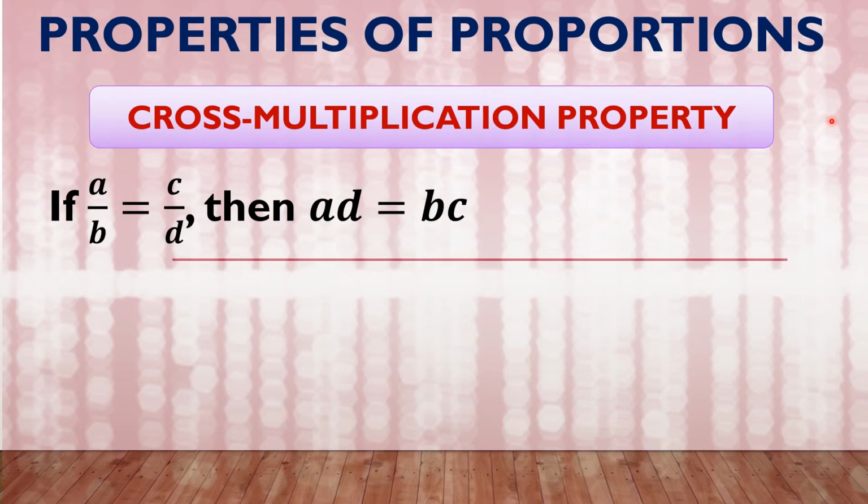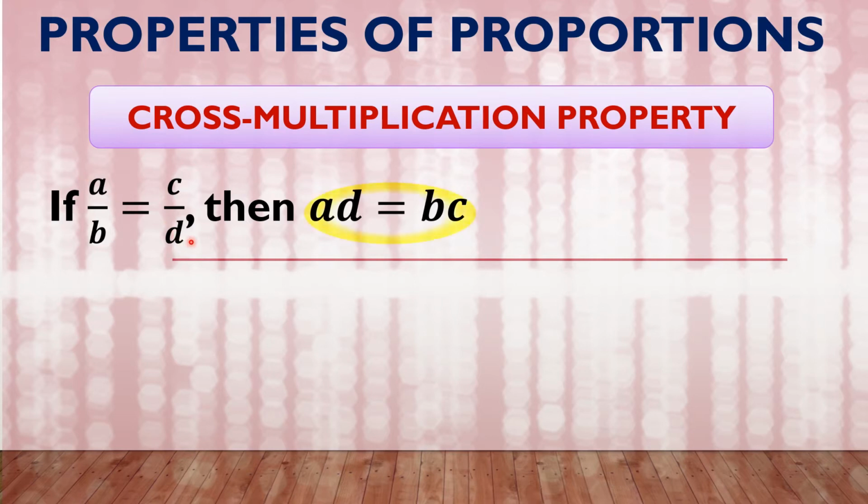So the fundamental property of a proportion states that the product of the means is equal to the product of the extremes. Kasi alam natin na ang A at D ay extremes at yung B at C ay means. So the product of the means is equal to the product of the extremes.